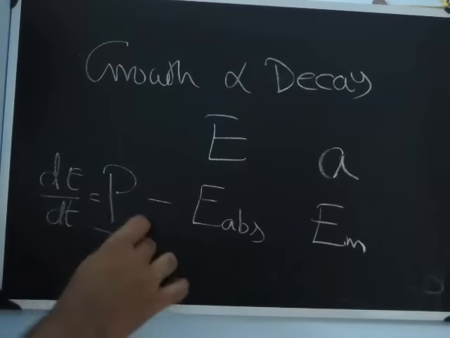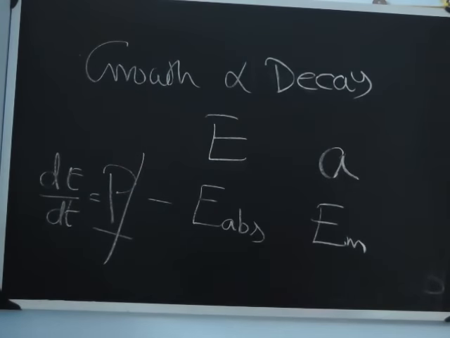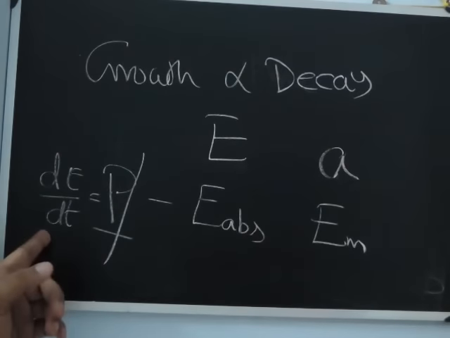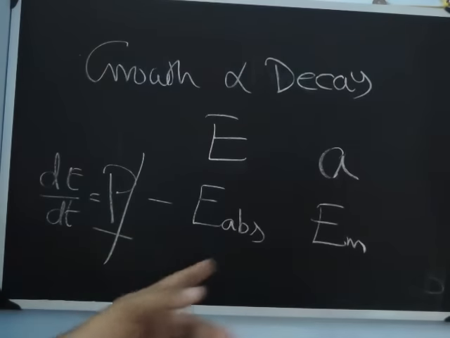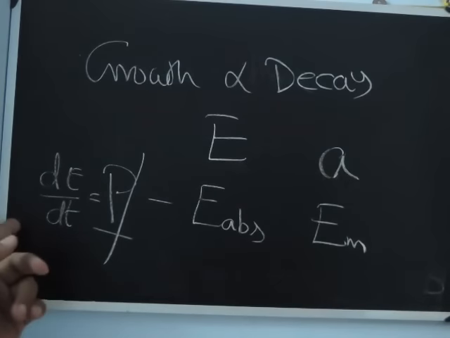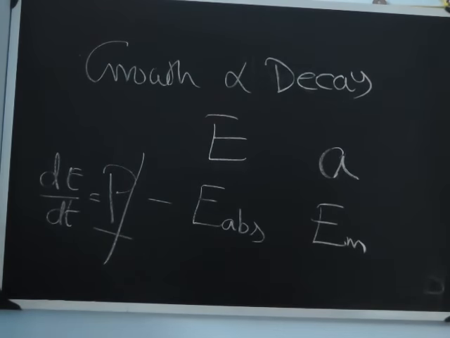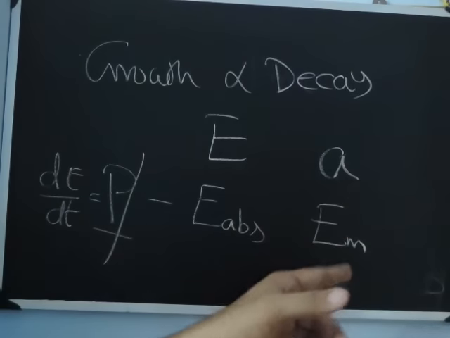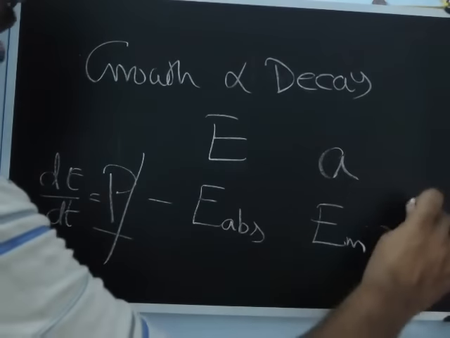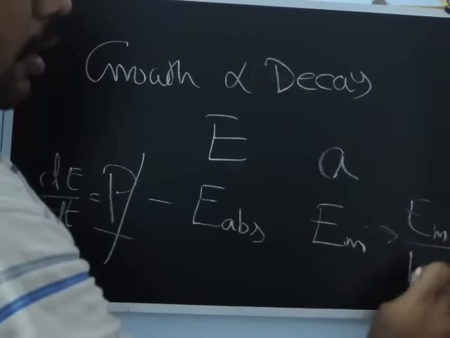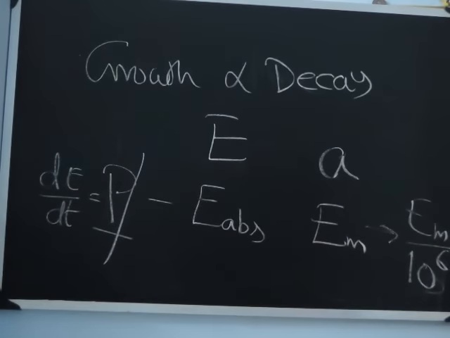If I switch off this power source, the room is now only absorbing sound energy. Now this dE by dt will be a decrease in energy because of the absorption. The energy is absorbed, so the dE by dt will refer to the decrease in sound energy, and that will give us the decay equation. Once we have this decay equation, we can find how long it will take for the energy to go from the maximum energy to 1 millionth of the maximum energy, 10 power minus 6, and that time will give us the reverberation time.